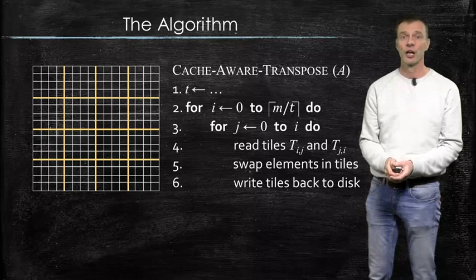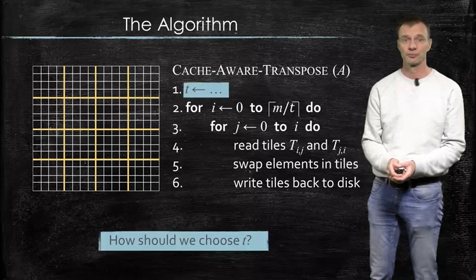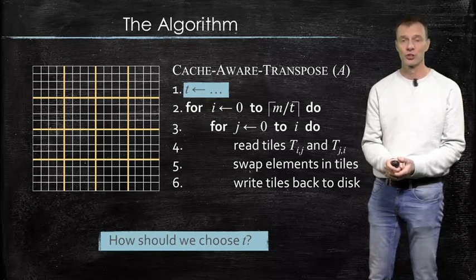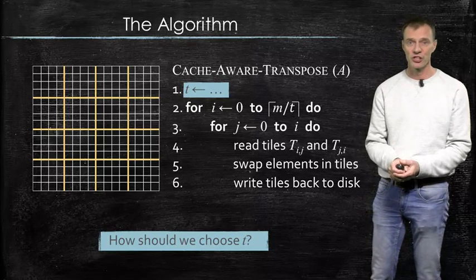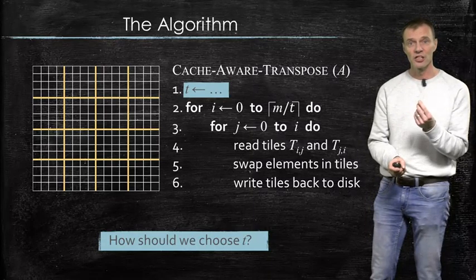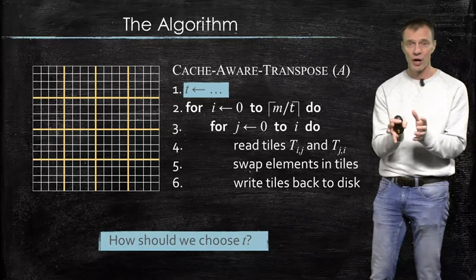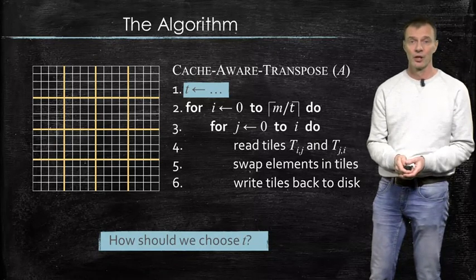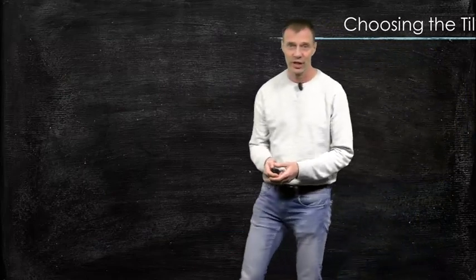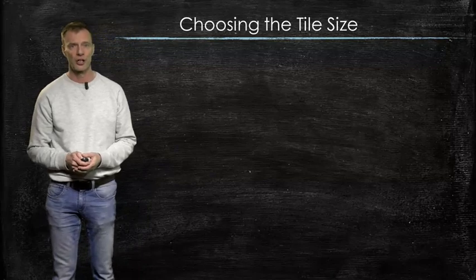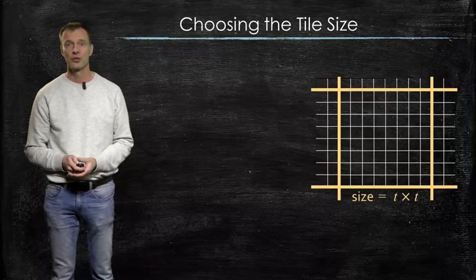Now let's have a look at the number of I/Os that it does. But before we can do that, it's important to look at what this magic number t is. Remember that the idea was that t is chosen such that two tiles together fit into the internal memory. So how should we choose the tile size? Here you see a tile. It has size t by t.